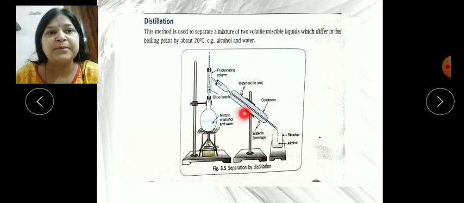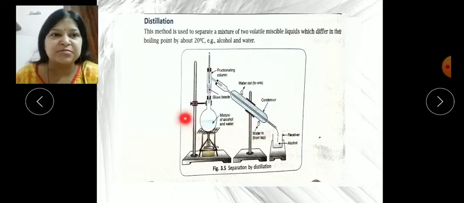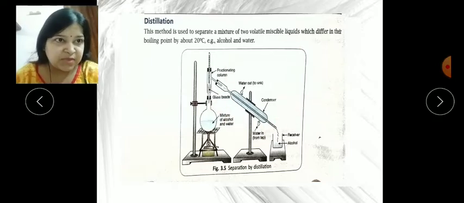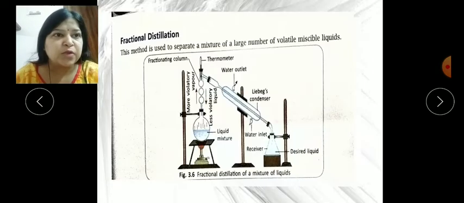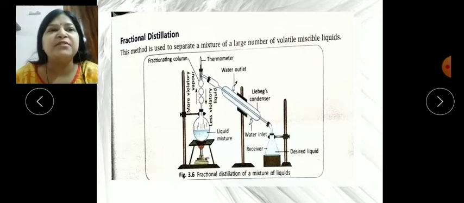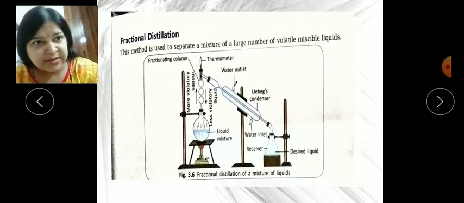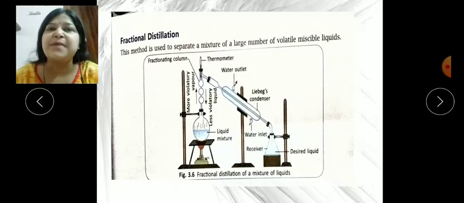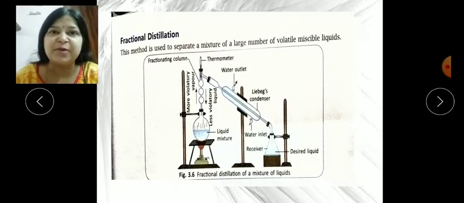Remember, this is a retort or conical or round bottom flask, you can say. A thermometer is very much needed here. A fractionating column is there, a condenser is there. So all the apparatus are the same. Here for fractional distillation we have Liebig's condenser. And the first important thing is we need fractional distillation. Please remember the name of the apparatus for different processes.